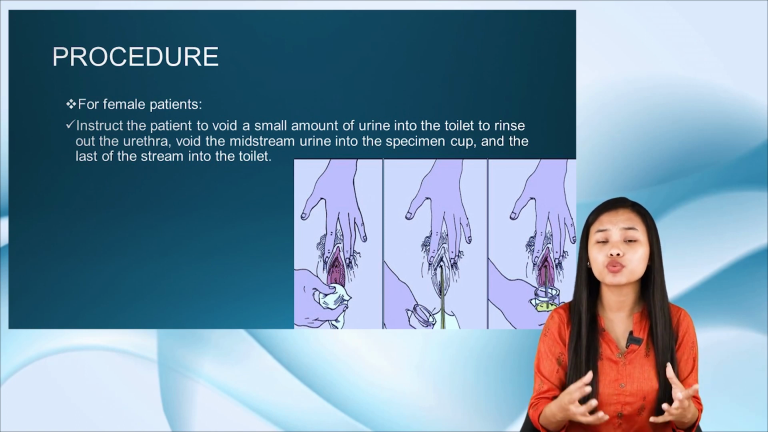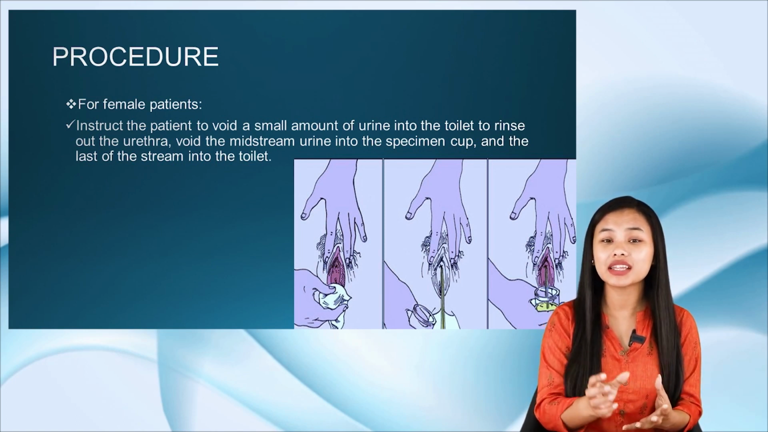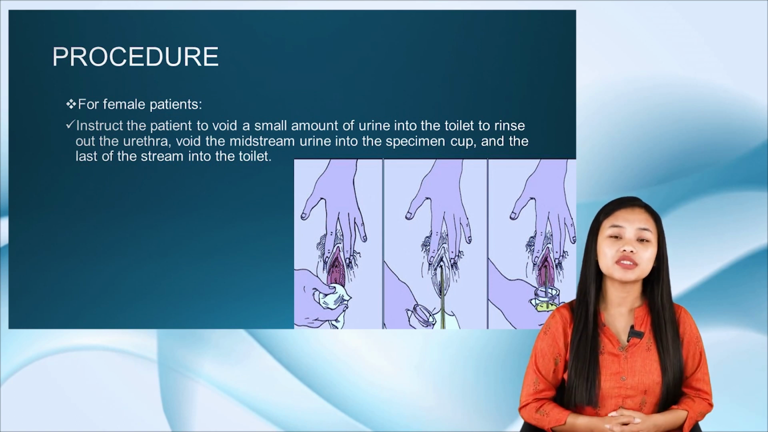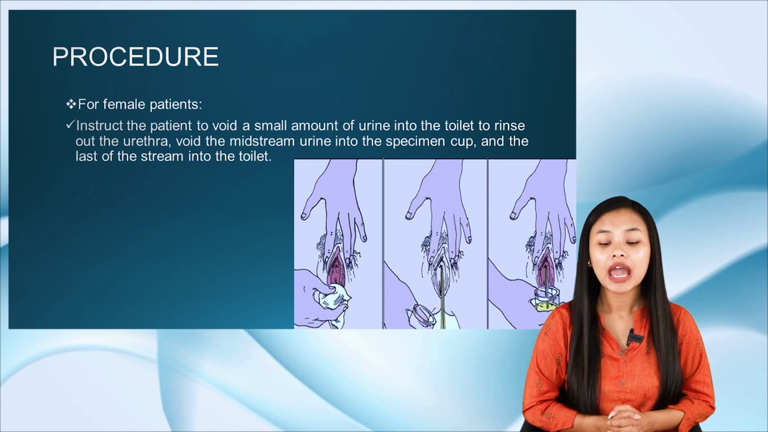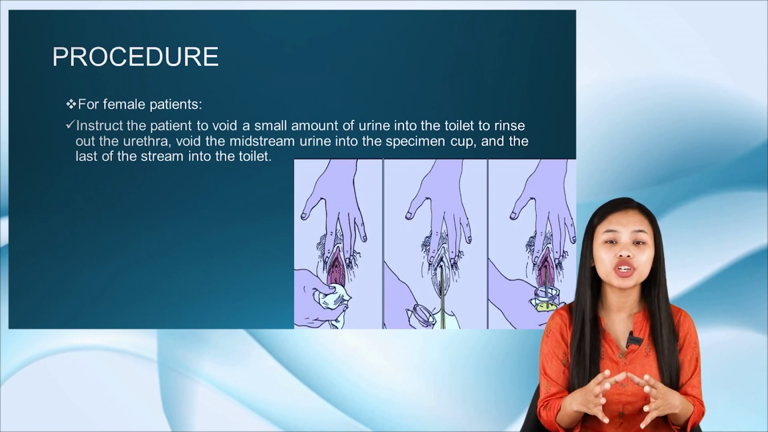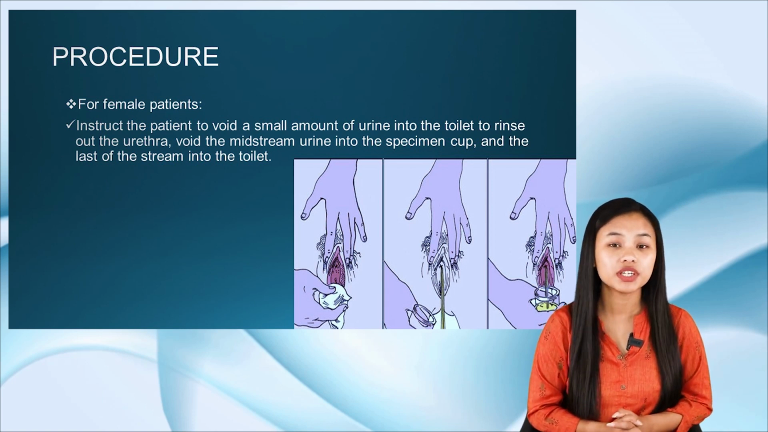And why do we do this? Why do we collect this midstream urine? We do this because the midstream urine is considered to be the bladder and kidney washing, and it is also this portion that the physician wants to be tested.